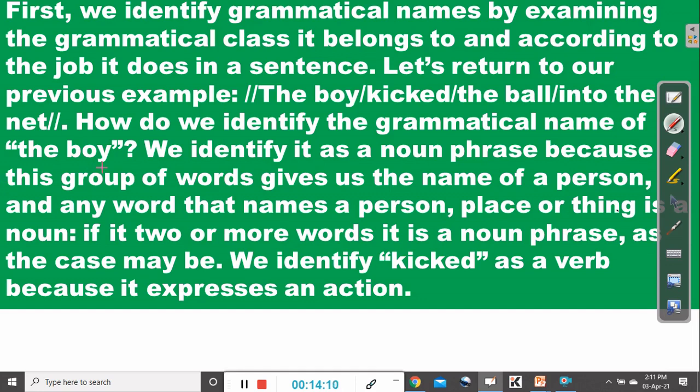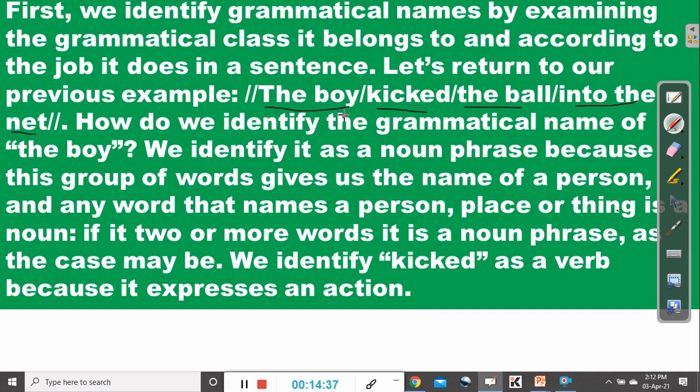Like, let's return to our previous example. The boy kicked the ball into the net. Now we can see these various elements of this sentence. The boy is a noun phrase.